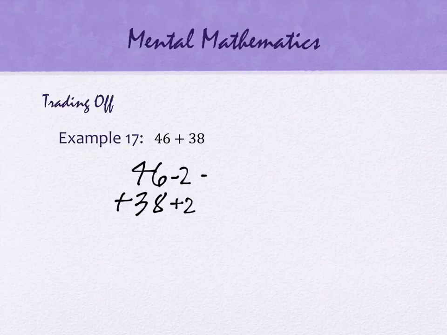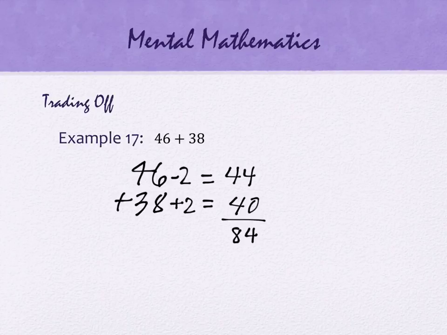So the cool thing is that you end up with numbers that are easier to work with, which is the whole point. So what is 46 minus 2? 44. And what is 38 plus 2? 40. And is it easier to add 44 and 40 together than 46 and 38? Yeah, it's a lot easier.